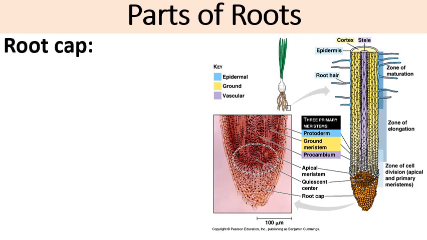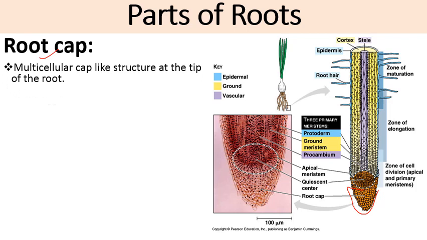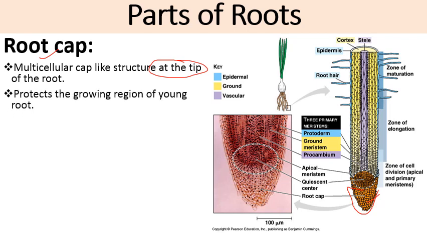So the parts of roots: firstly we have this apical portion that is called root cap. This is a multicellular, cap-like structure which is present at the tip of the root, and its main function is protection. So it protects the growing region of the root. The young growing region, the meristematic cells, are protected by it, because this young region is very soft and delicate and cannot penetrate the soil. So for the protection of these sensitive cells, this root cap is present.